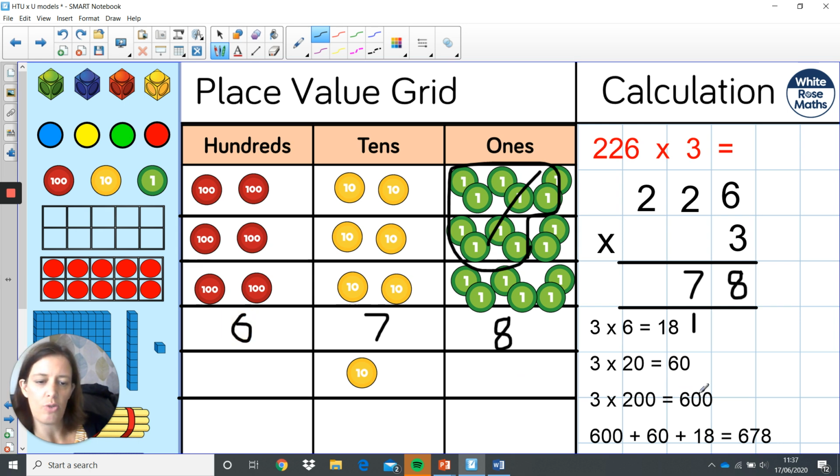I'll put my 600 in. If I add together 600 and 60 and 18, I get 678. So that's what it would look like in the short multiplication. Just the same as what we were doing in the previous video, except this time we've got some hundreds to multiply as well.